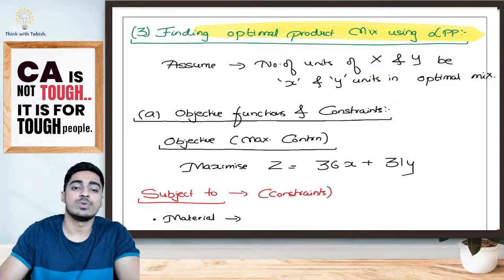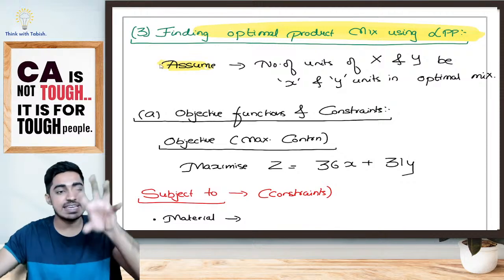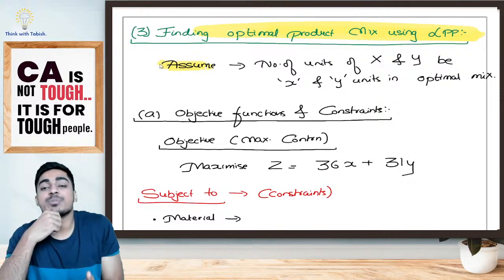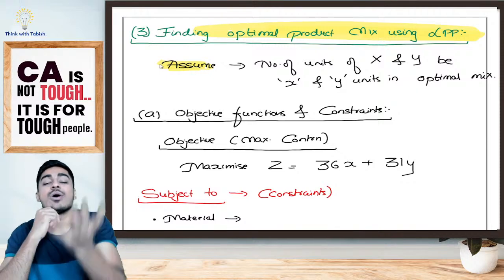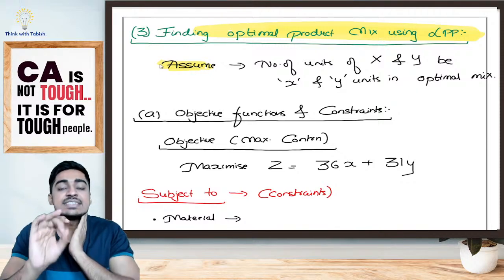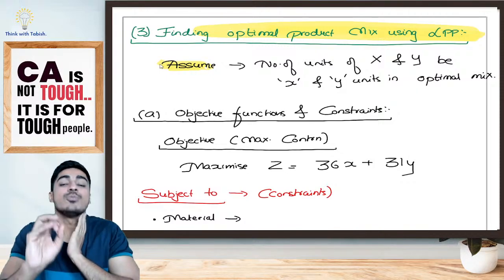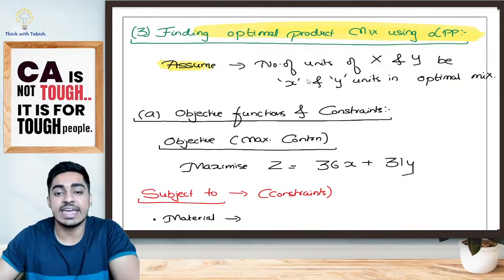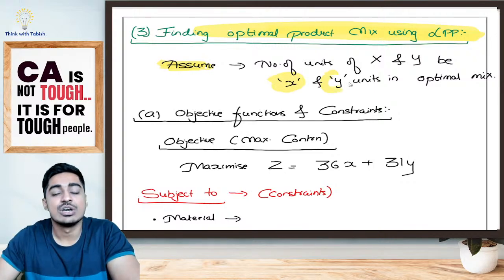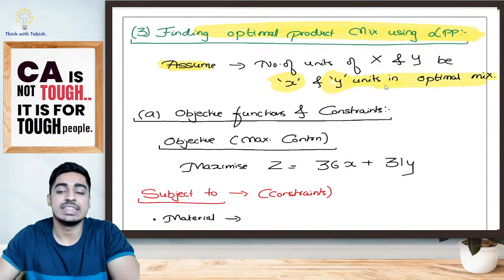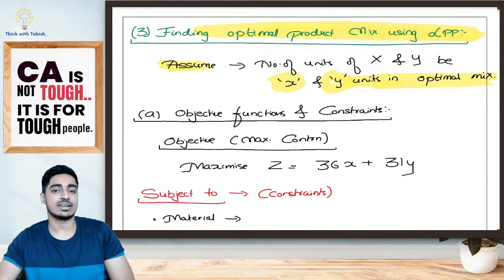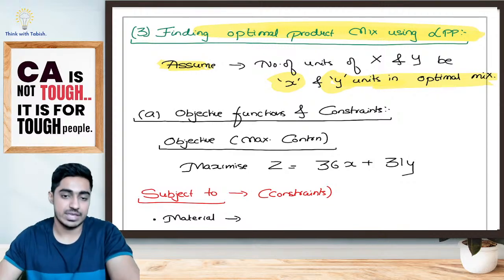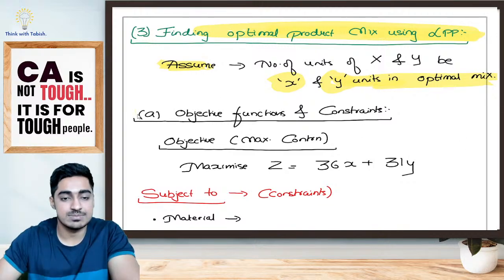So what we want: we are selling X and Y, and we want our profit, our contribution, to be maximum. Let us assume we want the product mix. How many units of X and Y are we selling? Let us assume we are selling X units of product X and Y units of product Y. This is the assumption we take at the start.